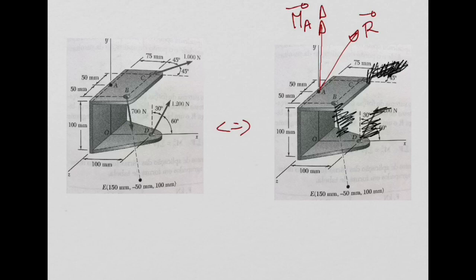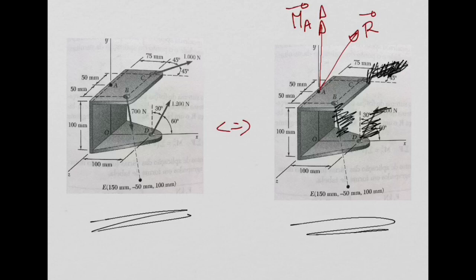So this is my original system, where you have the forces applied at three different points. This is the original system, and this one here is the equivalent system, where you have the resultant of the forces and the moment all applied at one single point of the structure, in this case point A, and these two systems are equivalent. Okay?